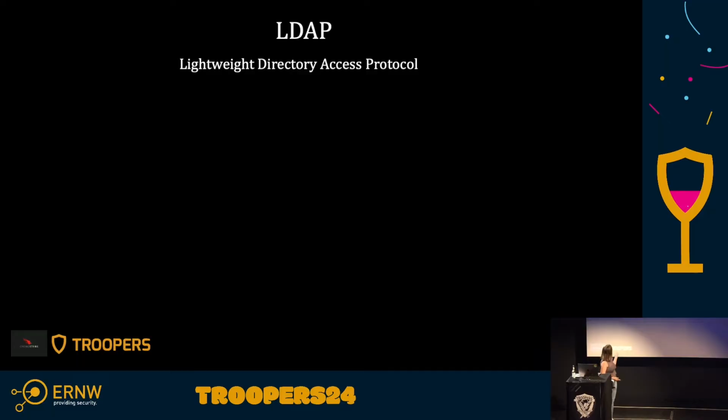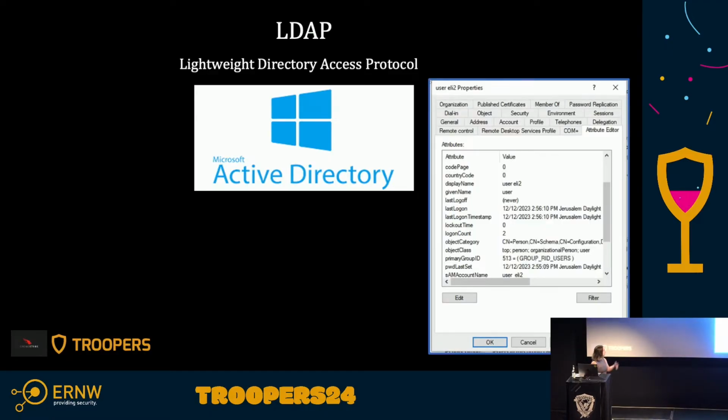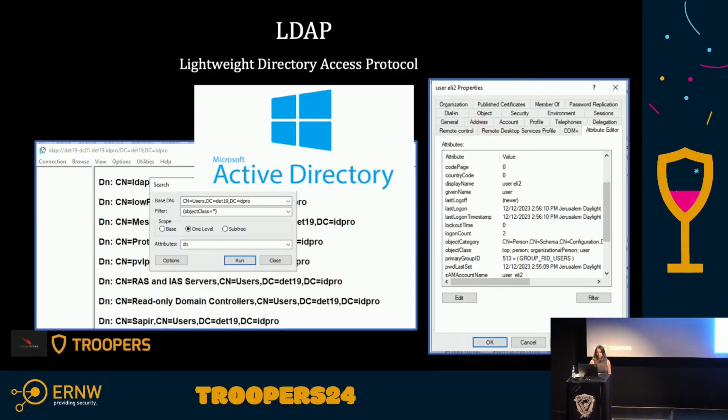So what's LDAP? It's the Lightweight Directory Access Protocol. When we say directory, in this talk we will only talk about Active Directory. LDAP can be implemented for different types of directories, but this is obviously the AD track, so we are going to speak about Active Directory. We all know that an AD object has attributes, and we use LDAP to query these attributes or modify these attributes to get more information.